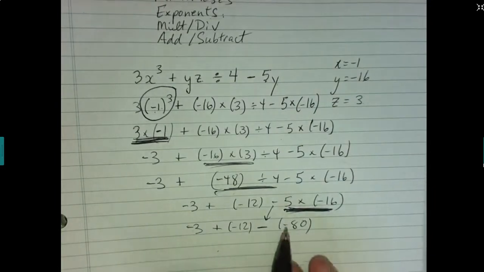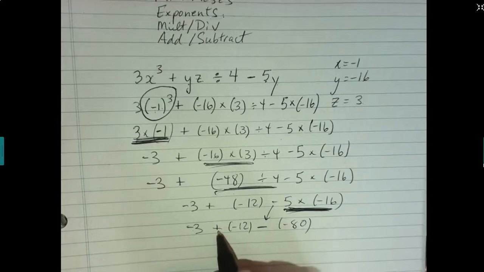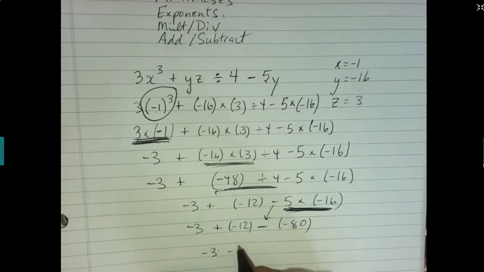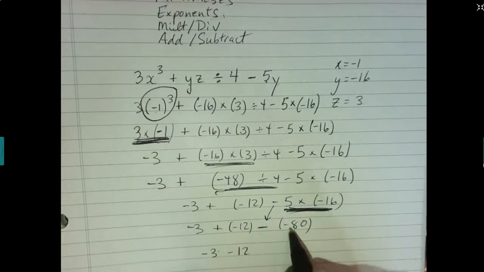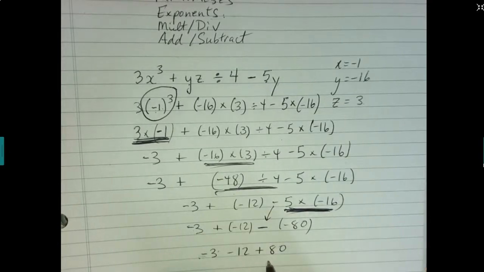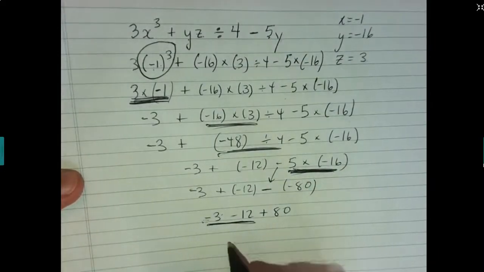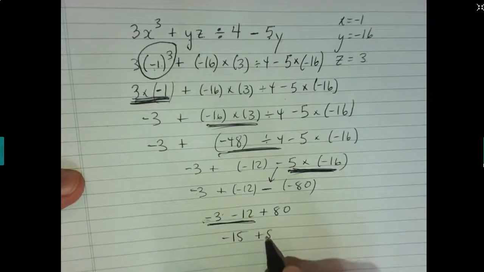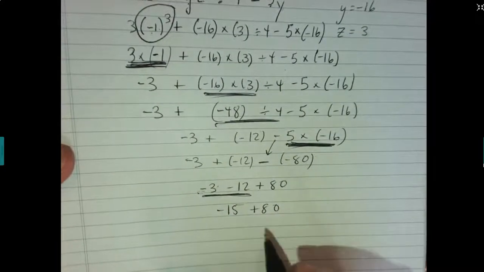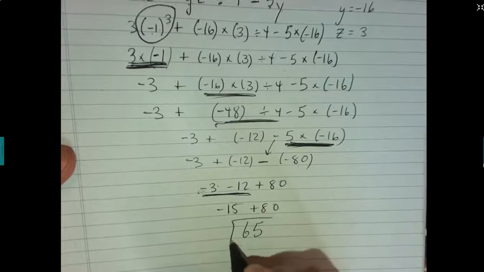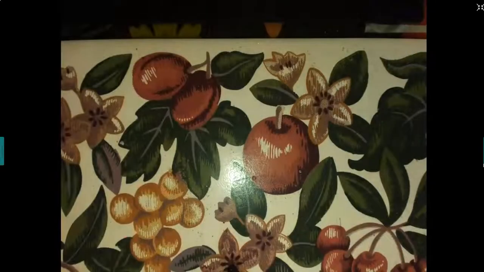Now I'm going to clear up any negative symbols. So -3 plus -12 is -3 minus 12, and minus -80 is plus 80. Now I don't have any multiplication or division left, so now I look at any addition or subtraction. -3 minus 12 is -15, and -15 plus 80 is 65. And so my answer is 65.